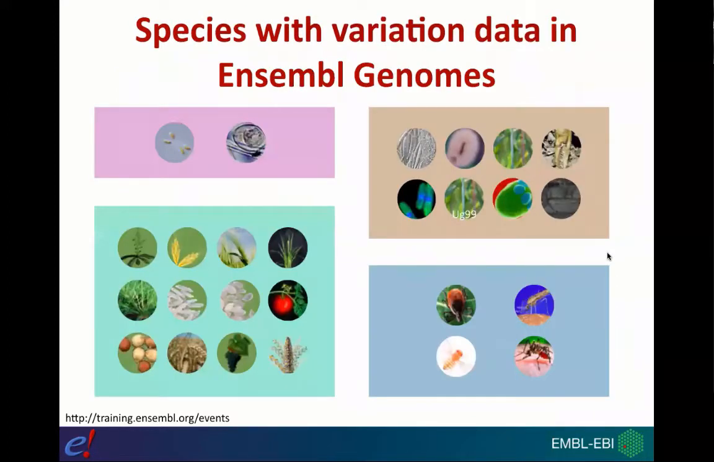There's also a number of species in Ensembl Genomes that have variation data available. So there are many plants, such as Arabidopsis and wheat and barley, for example, that all have variation data available. And then there's also a large number of fungi, and then a few metazoa and protozoa that also have variation data available as well.